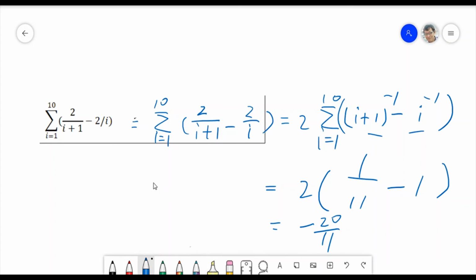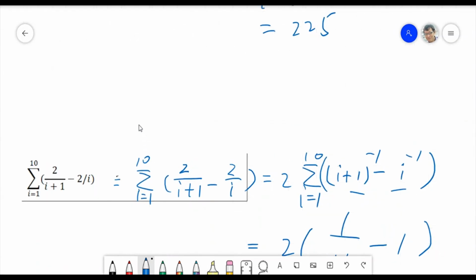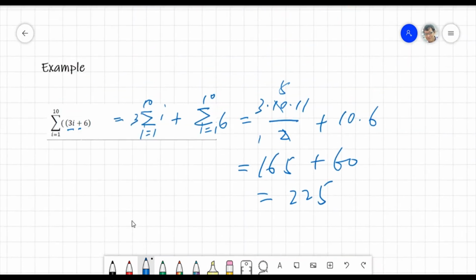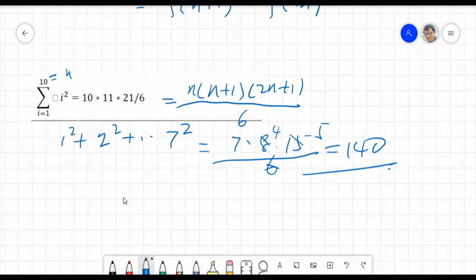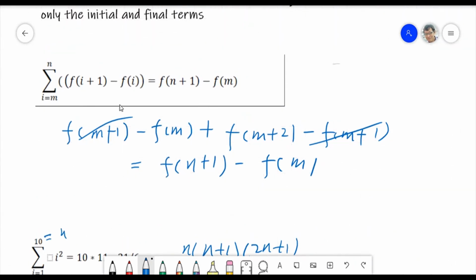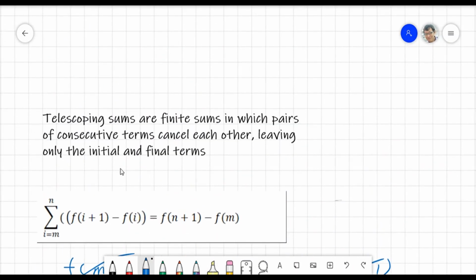So these are all the properties and rules of the sigma notation, as well as the most important concept that we just discussed, the telescoping sum.